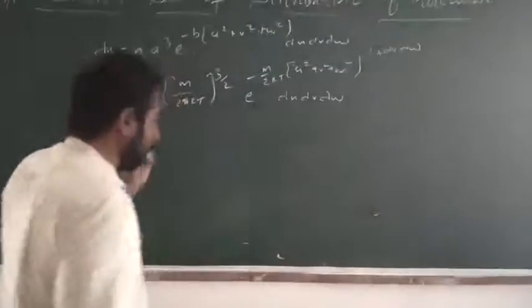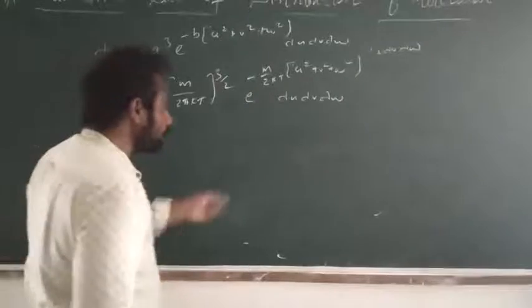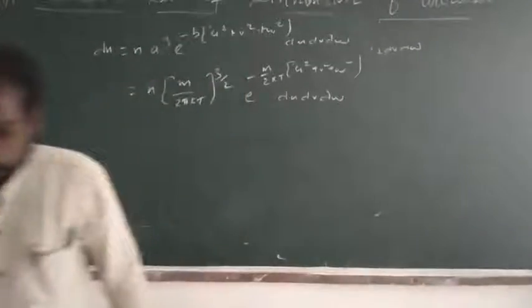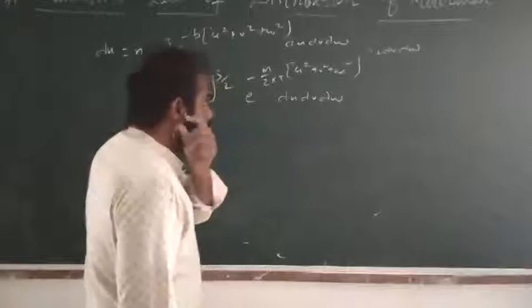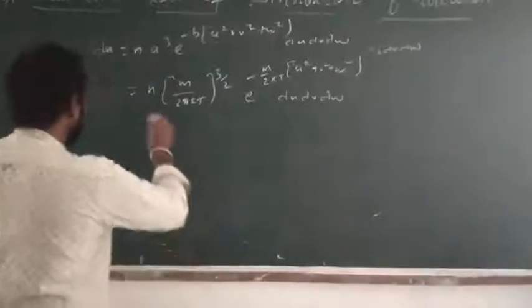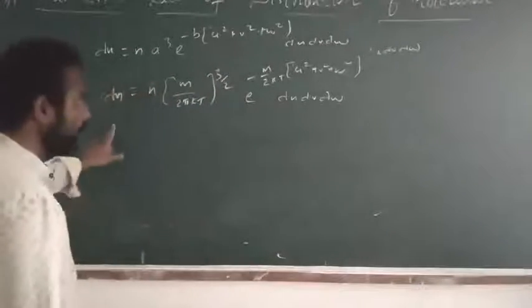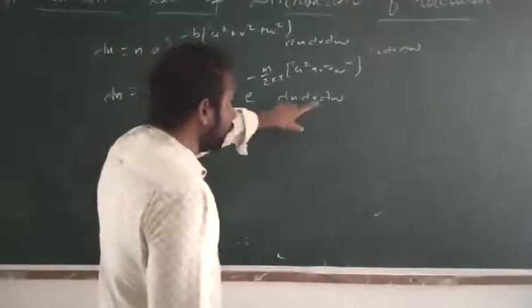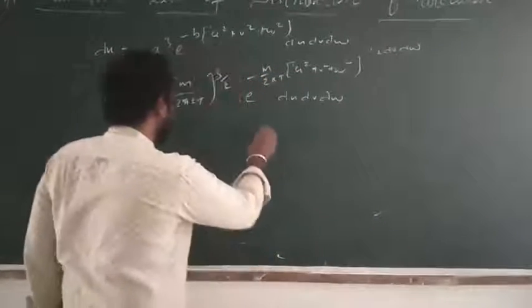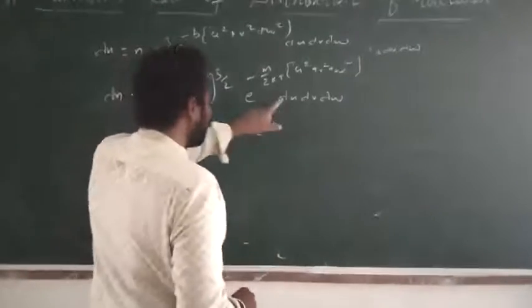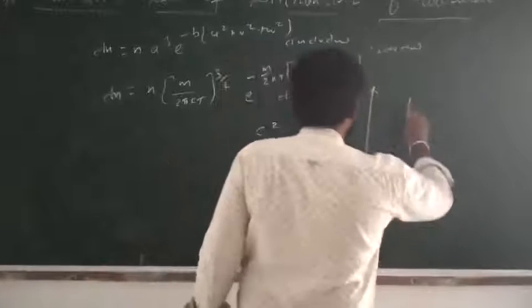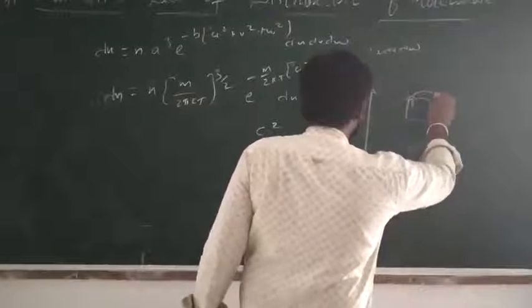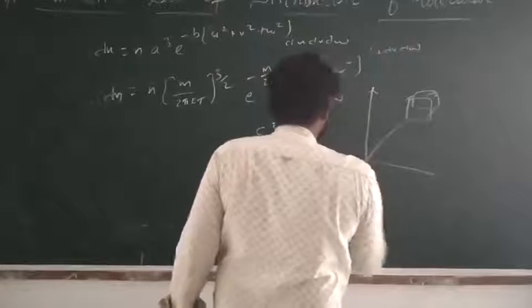Now we are going to find this value here. What is this value here, du dv dw? To find this, u square plus v square plus w square is nothing but c square, you know already. To find du dv dw, there is a diagram. Just now we took the diagram here.